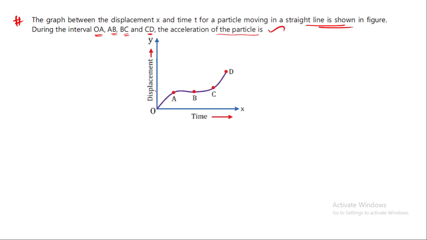So, it's an interesting one. How do we get some information from the graph? Okay, so now this is given here, a displacement and time graph. I have to start with the interval, that is O to A.